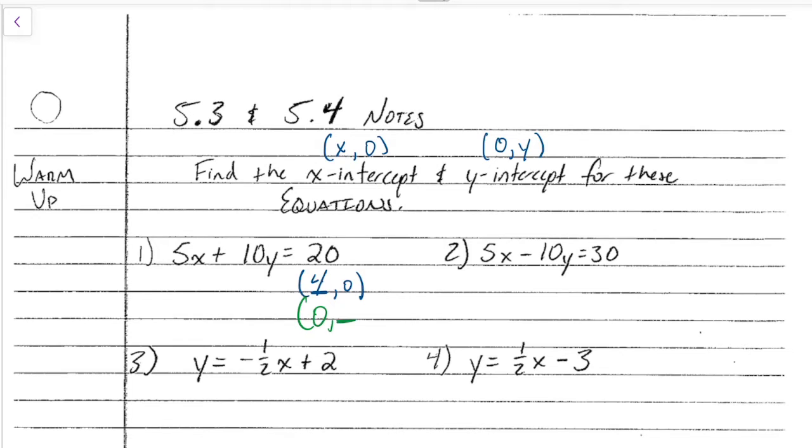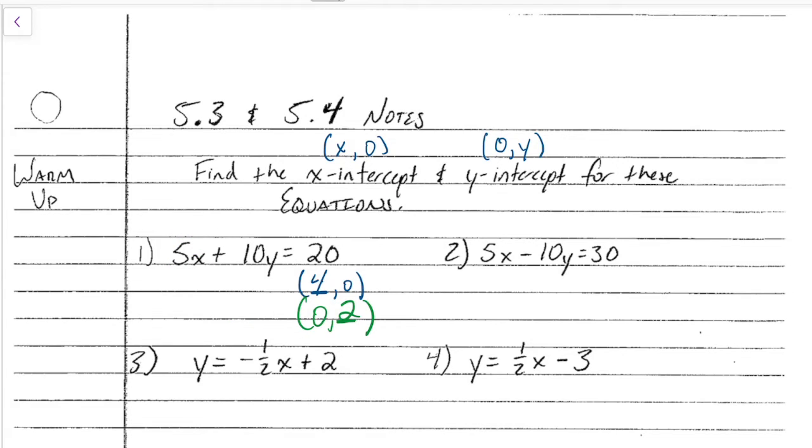All right, and then the y-intercept I will do in green. That's the y number when x is 0. So plug in 0 there. It all goes bye-bye. And you're left with 10 times what is 20. You can do that in your head. That is 2. First one, easy one.